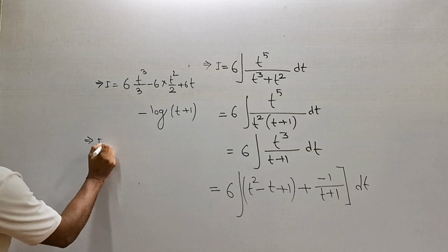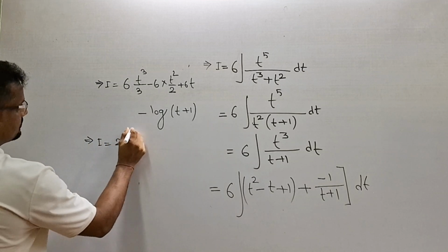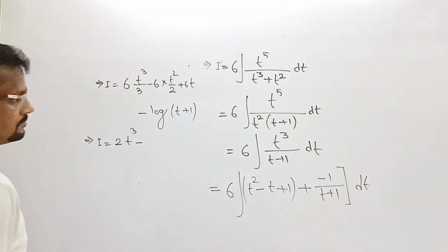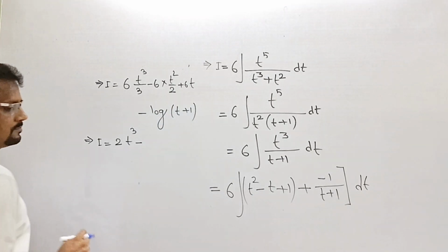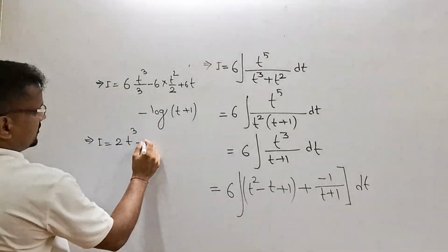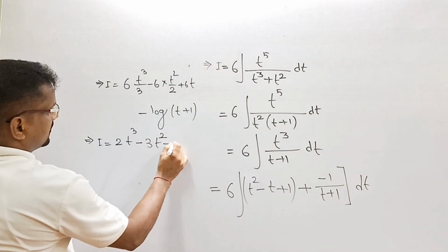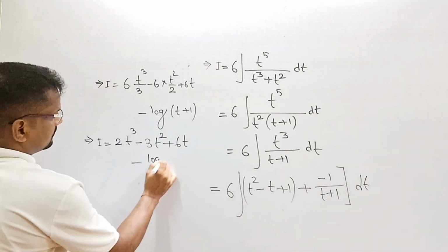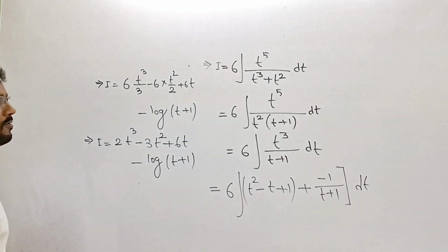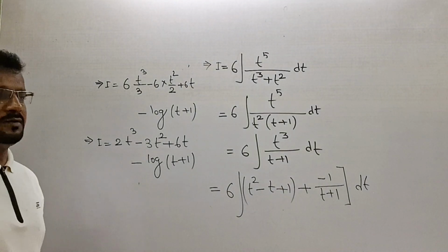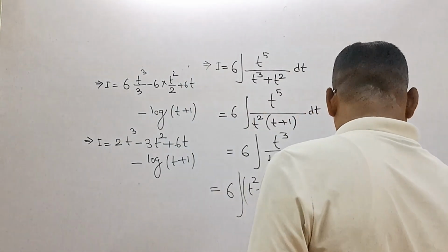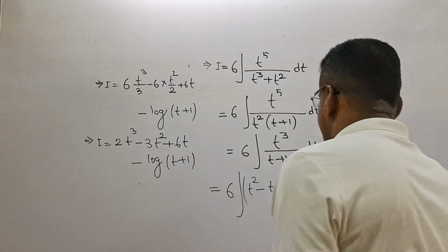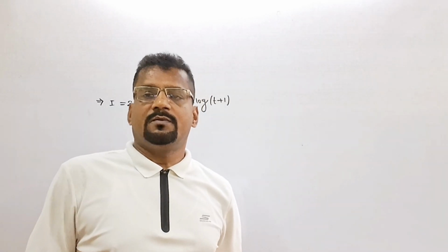Now I equals twice t cube, minus, here it is, thrice t square, and plus 6t, minus log of t plus 1. Now substitute the value of t in terms of x. What was your t? We assumed t as x to the power 1 by 6. So the answer should be given in terms of x.